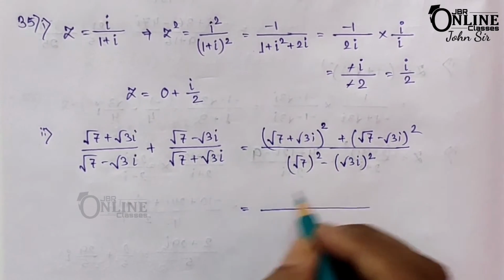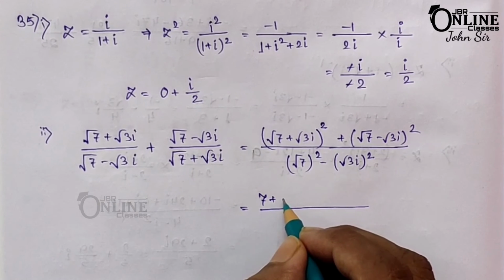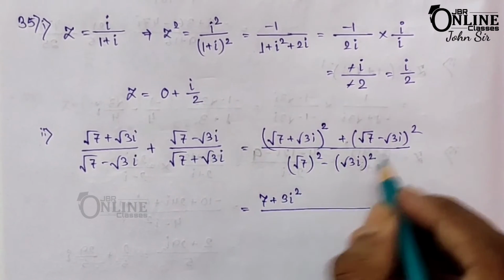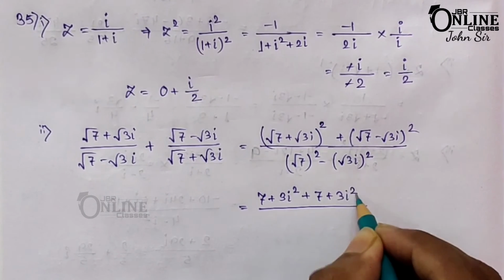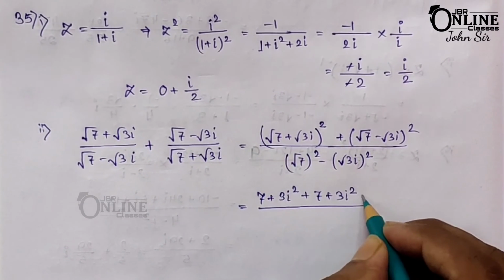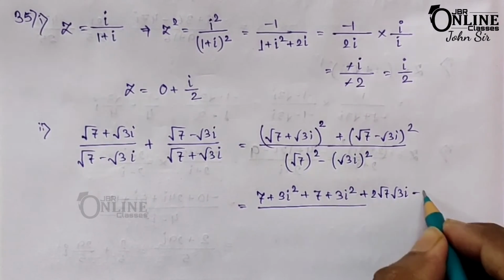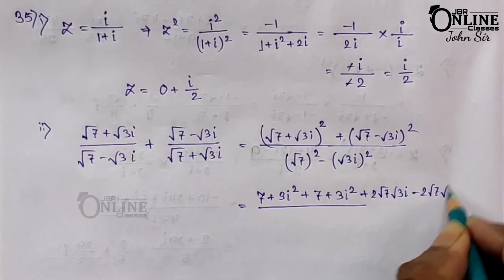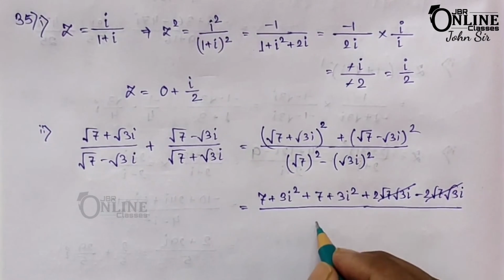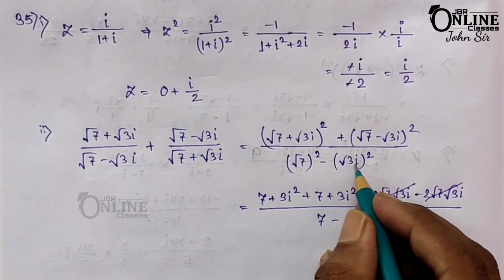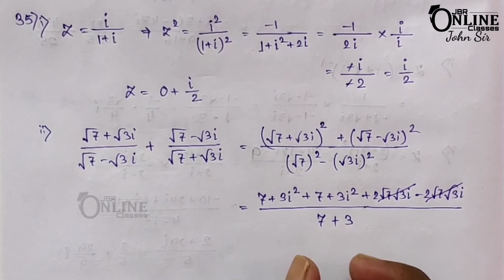So here a square plus b square, that means 7 plus 3i square. Okay, 7 plus 3i square. Next one here also 7 plus 3i square, and here will be 2ab. So you have to write down 2 root 7 root 3i. Here also minus 2ab. So 2 root 7 root 3i, and these two will cancel out. The lower one will be 7 minus, as here 3i square, i square means minus 1, so 3 plus 7.